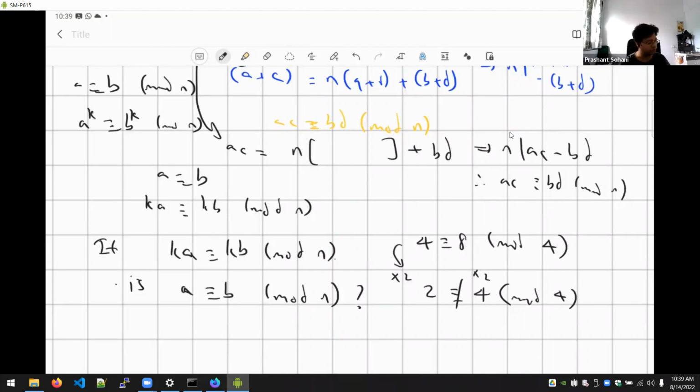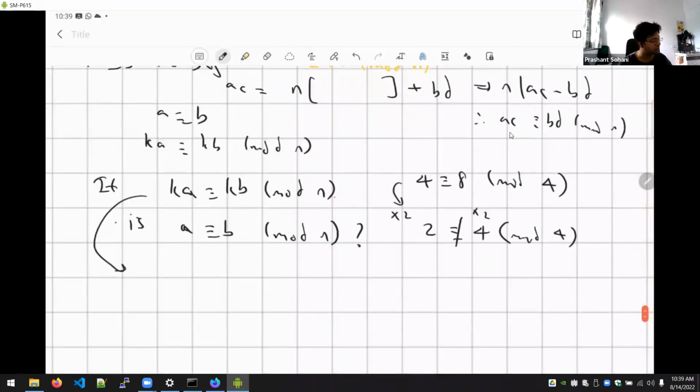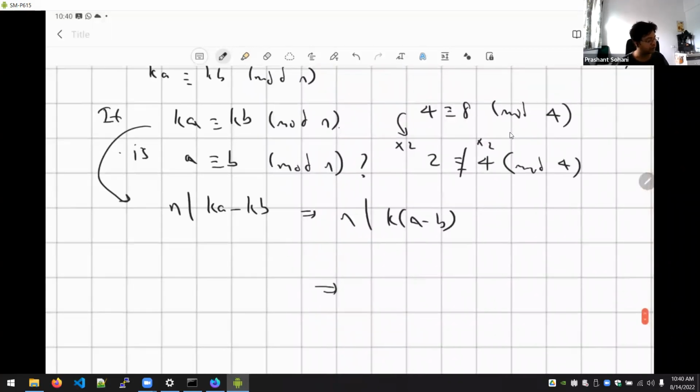But see, how can we deduce this? Suppose we don't know anything like that. How would you start analyzing this? From here, because this is given, we can write n divides ka minus kb. So therefore, n divides k times (a minus b). And now you can see that you can apply Euclid's lemma here, because from here I want to make the jump that n divides a minus b.